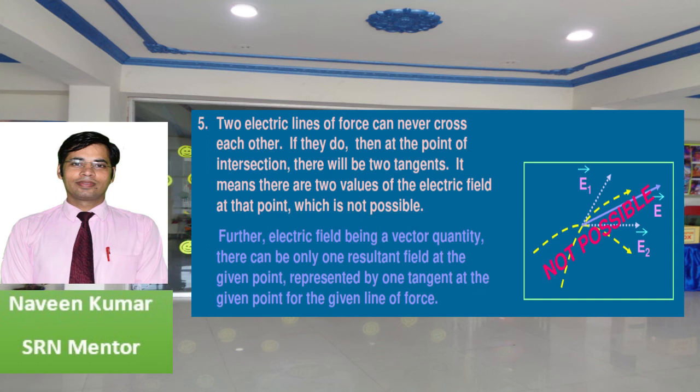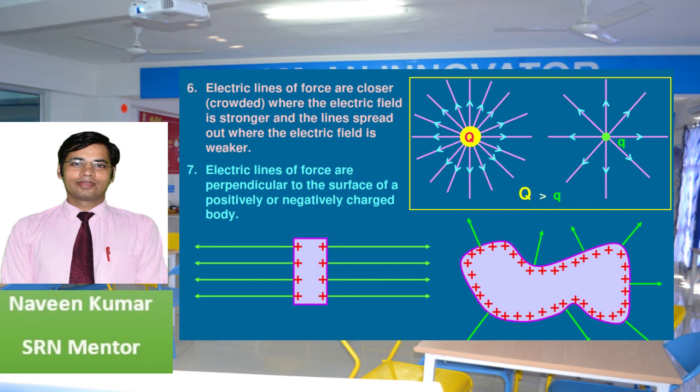Third property, electric field lines contract longitudinally, that is, attraction between two charges of opposite sign, and expand laterally, that is, repulsion between like charges. Fourth property, the density of electric field lines at any point represents the strength of the electric field at that point. Fifth property, electric field lines do not form closed loops because the electric field is conservative in nature.